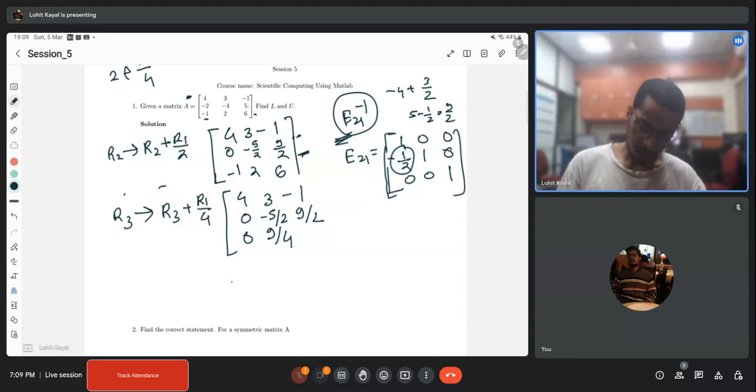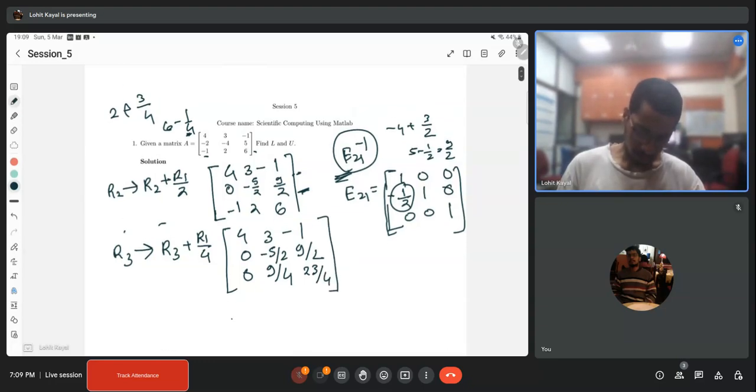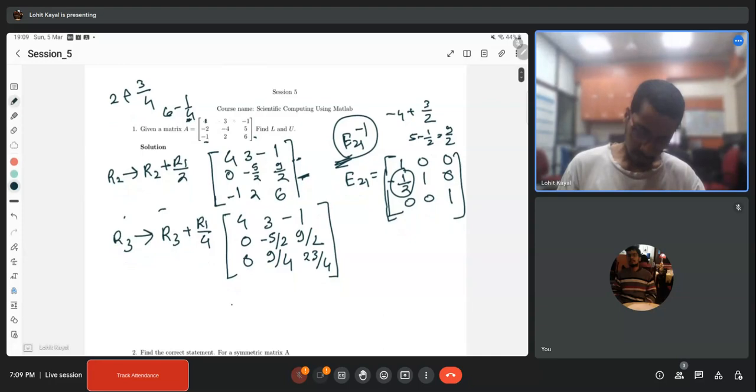And minus 1 by 4 plus 6. So 6 minus 1 by 4 is 23 by 4. I hope I am not making any mistake. So again, multiply this with 1 by 4, so it will be 0, then 2 plus 3 by 4, which is, sorry, 11 by 4, and 6 minus 1 by 4, so it is 23 by 4.